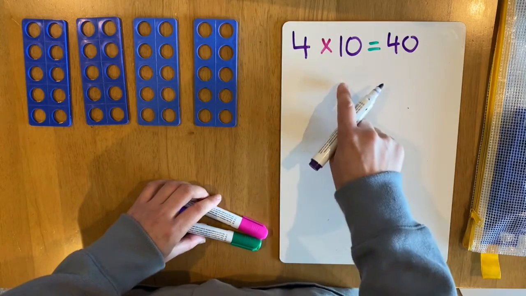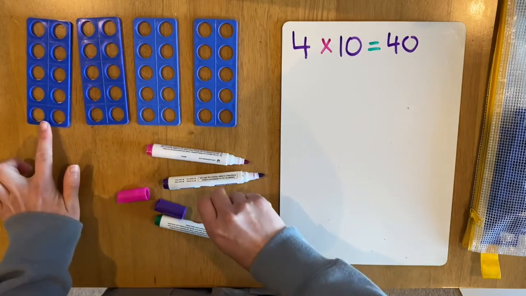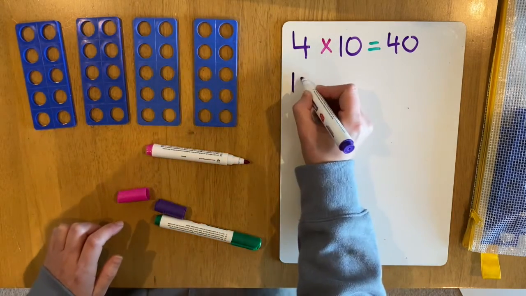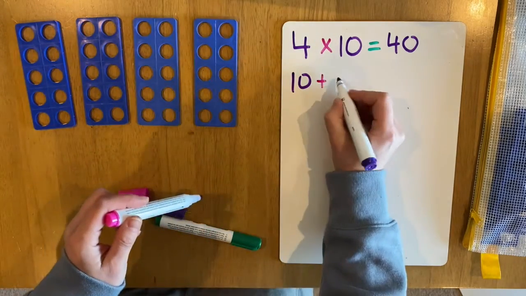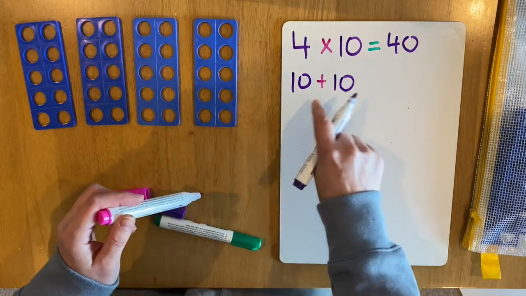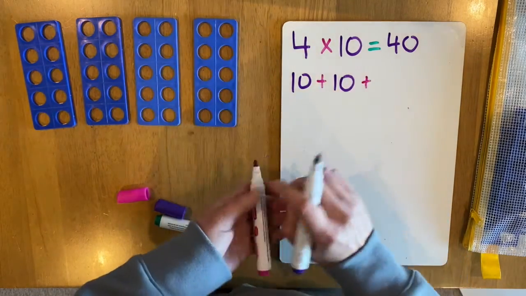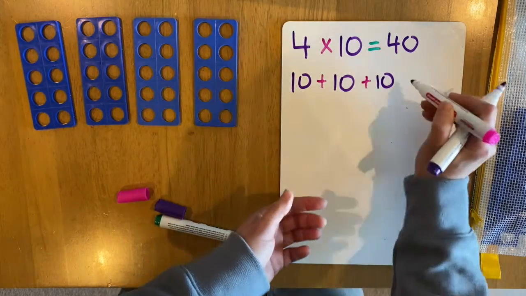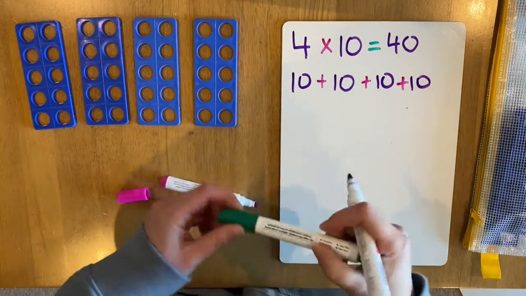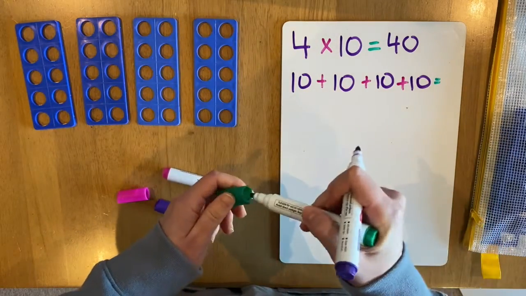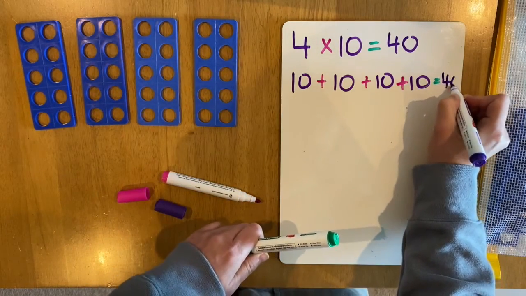How can we write this as a repeated addition number sentence? So we start with the 10. So 10, add 10. So how many 10s do you think I should be writing? 1, 2, 3, 4 10s. Add 10, add 10 equals 40. 10, 20, 30, 40 equals 40.